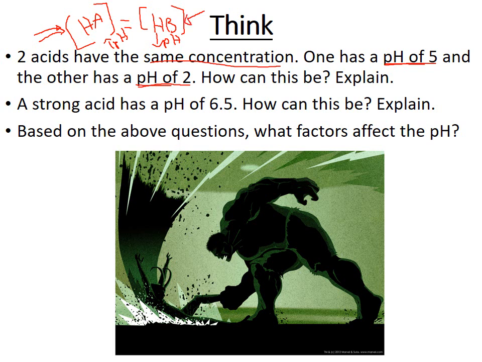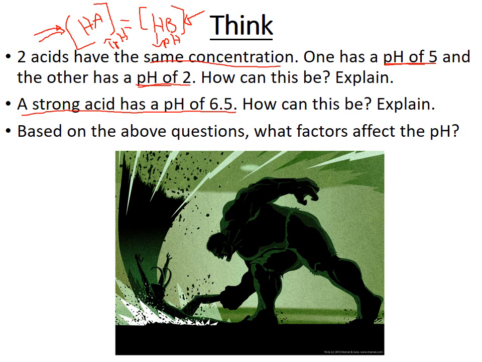So one factor that affects pH is, well, how strong or weak the acid is. Typically, if they're the same concentration, the strong acid will have the lower pH. Now here's an interesting question. A strong acid has a pH of 6.5. That's a high pH. You might be thinking, well, I thought only weak acids had a high pH. Not necessarily. Think about that carefully. How can that be? Pause the video and reflect.